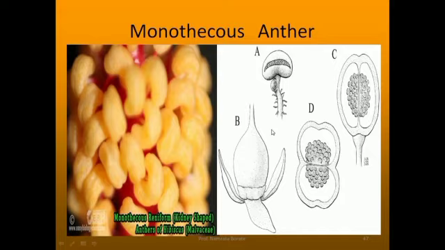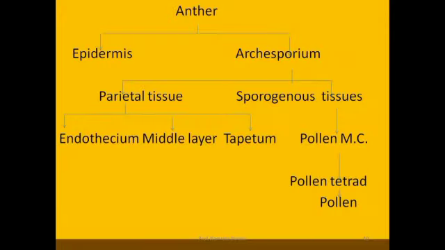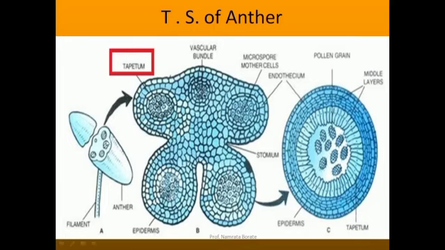An immature stage of the anther is represented by a group of parenchymatous tissue surrounded by a single layer of epidermis. So you can see, this is the anther, and the anther has a group of parenchymatous tissue surrounded by the epidermis.